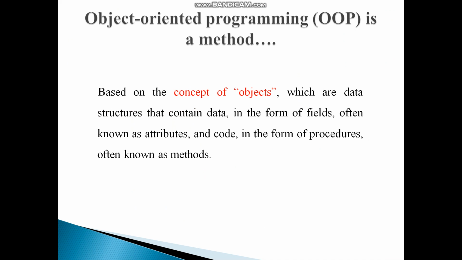Object-oriented programming is a method which is based on the concept of objects. What is meant by object? An object is a basic runtime entity. There are two types of object: one is a static object and the second is a dynamic object. They are also known as tangible and intangible objects, which are data structures that contain data in the form of fields, often known as attributes, and code in the form of procedures, often known as methods. Each and every object or class consists of its class name, its attributes, and its operations.